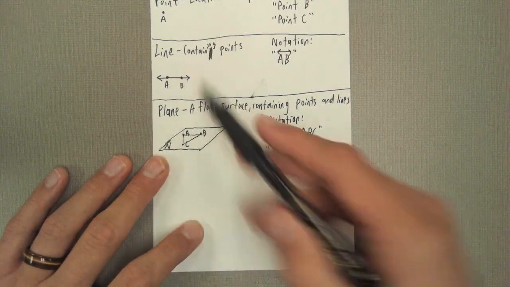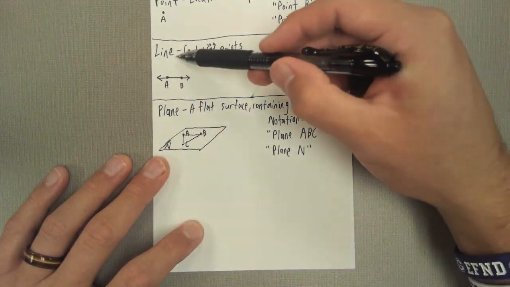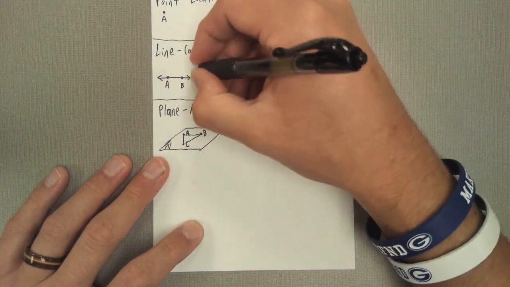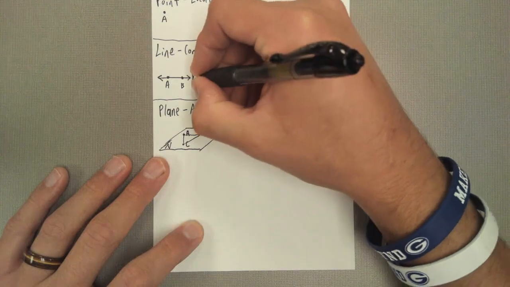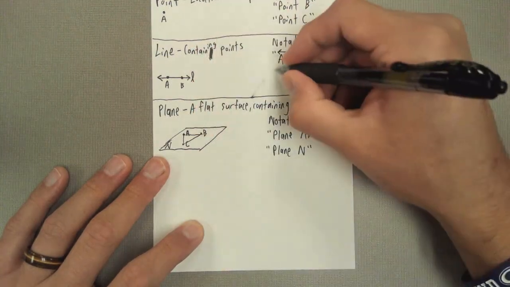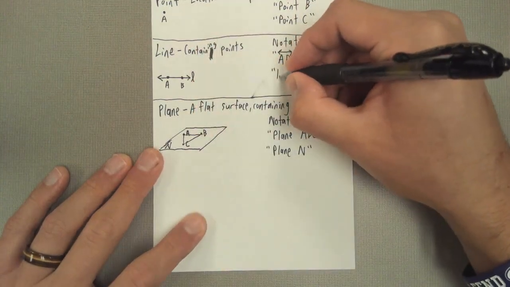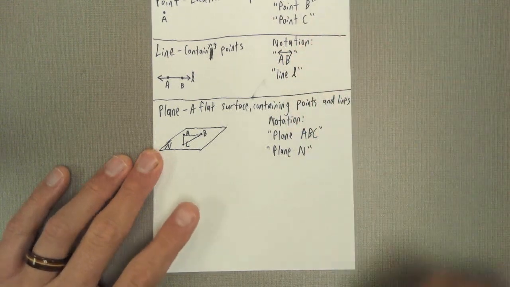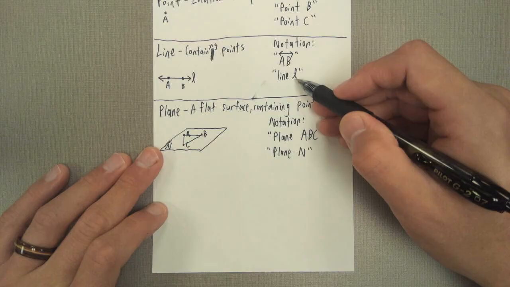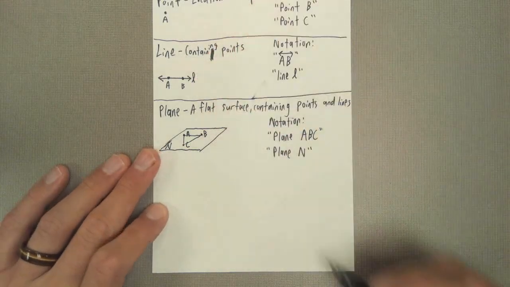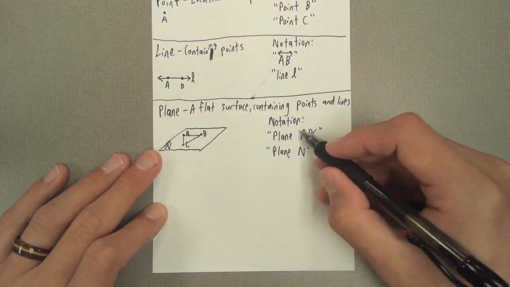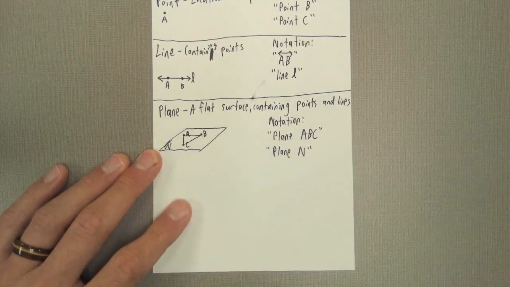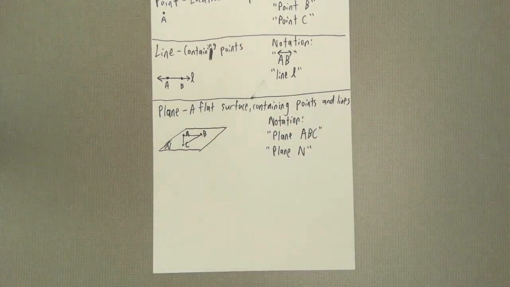All right, and actually I'm going to go back and talk about lines real quick too, because you can do something similar here. If you see a letter, now this is L, you could also call this line L. We can just assign a different letter to it. Not only can we use the points, these are all points, you can also assign a letter to it. So that's how we name them.